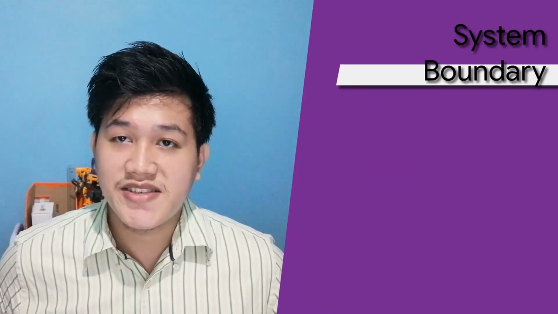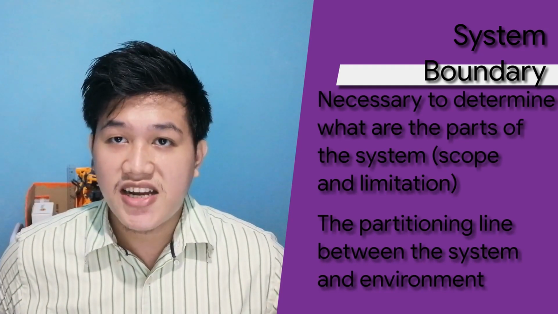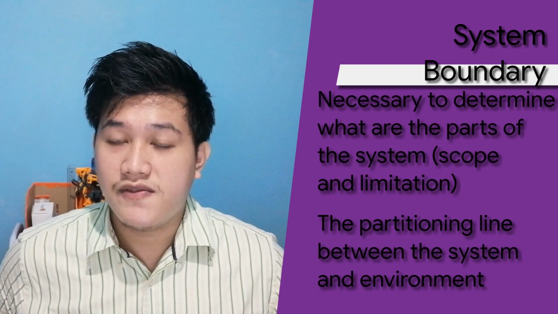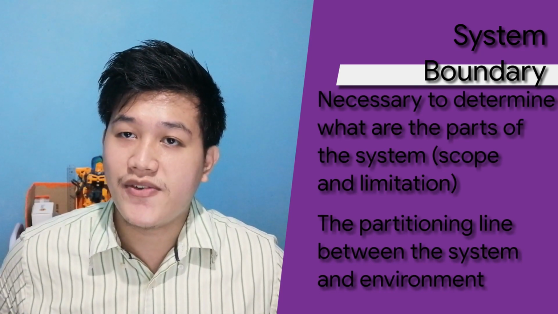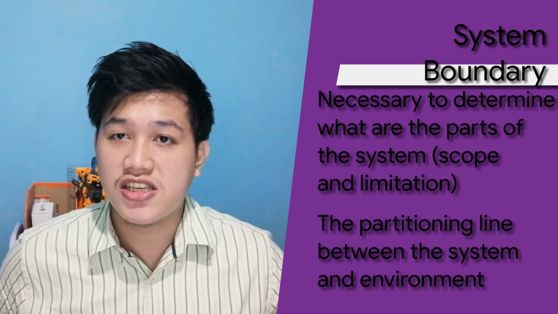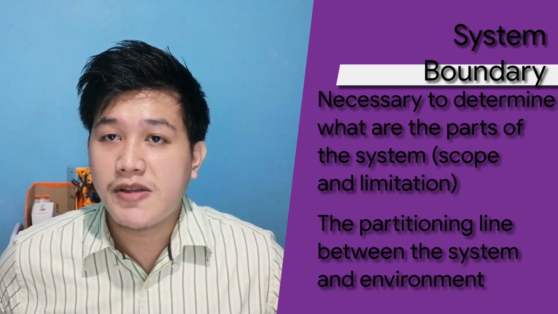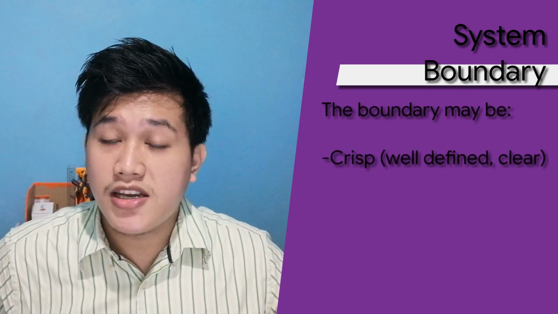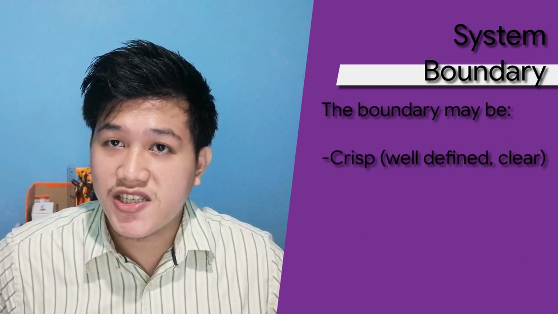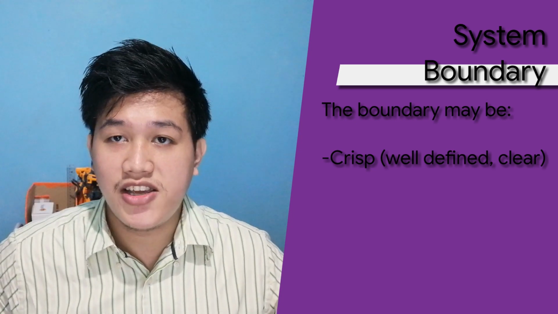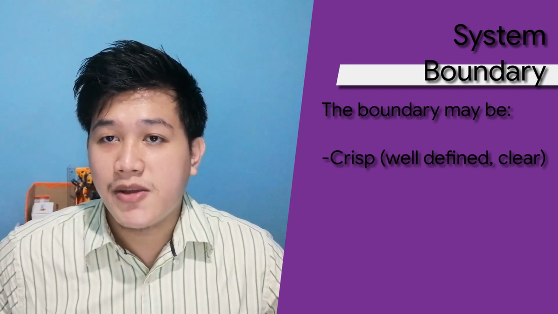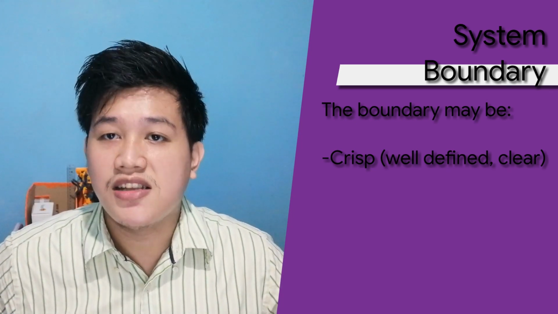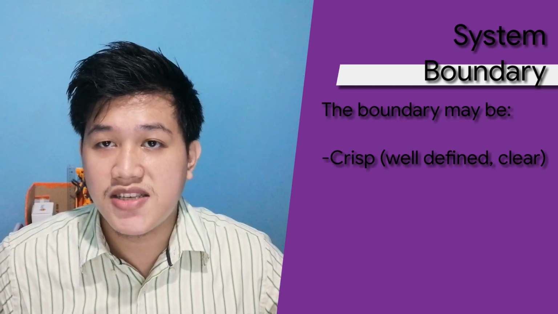First up is the system boundary. This is necessary to determine what are the parts of the system. This means this defines the scope and the limitation. It is the partitioning line between the system and the environment. This boundary may be crisp, where all the parts and functions inside the system are known and clear. Just like in colleges, departments and administration are clearly considered a part of the system.